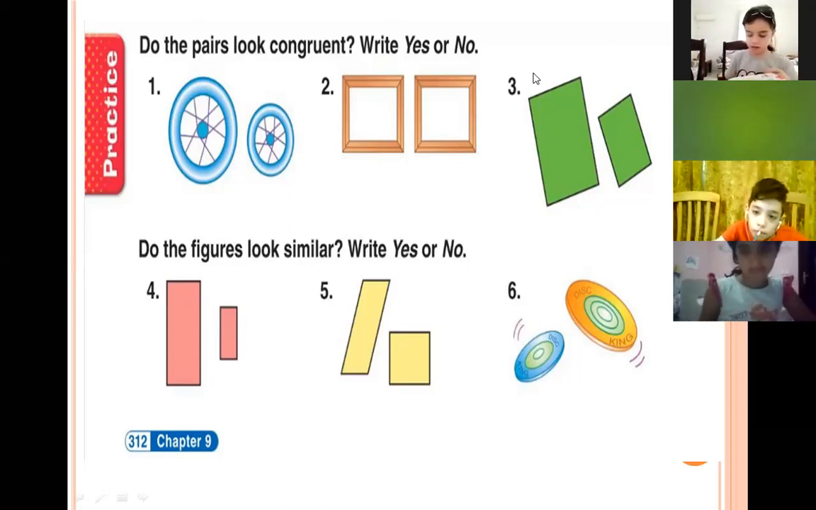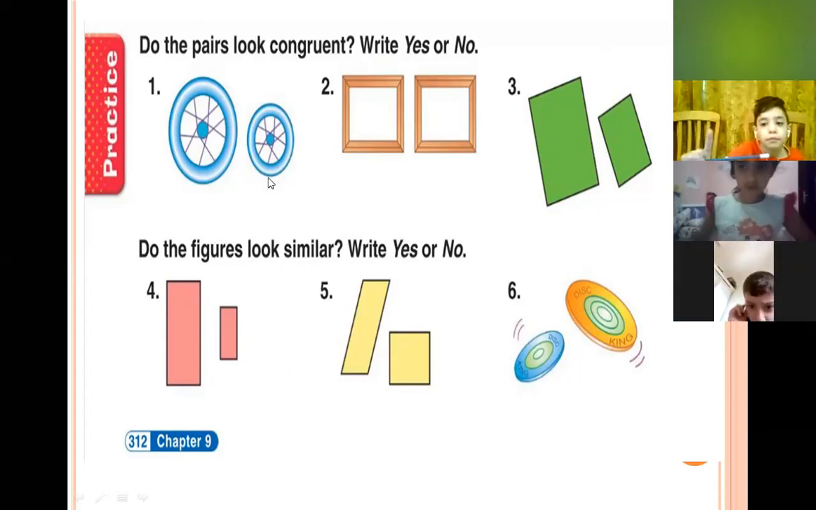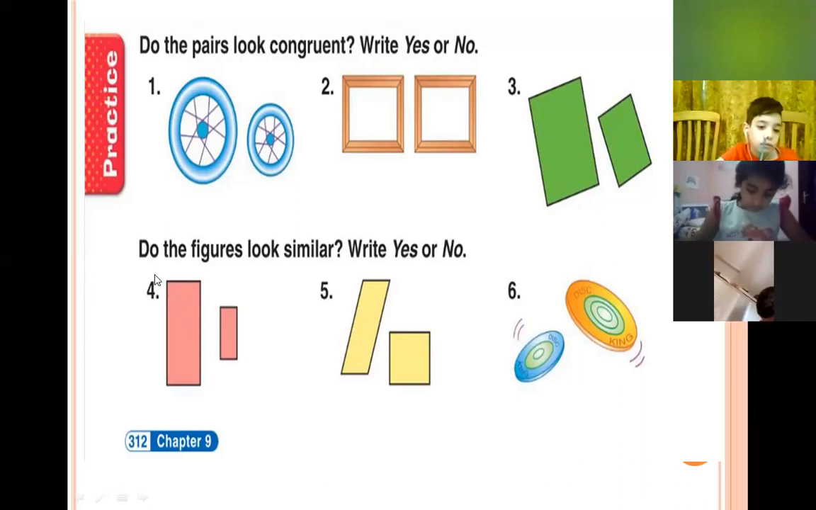No, no, no. They have different size. Yes or no? No. Very good. Number three. Sorry, number four. Look at the question: do the figures look similar? Write yes or no. Similar here, not congruent. You have to tell me.